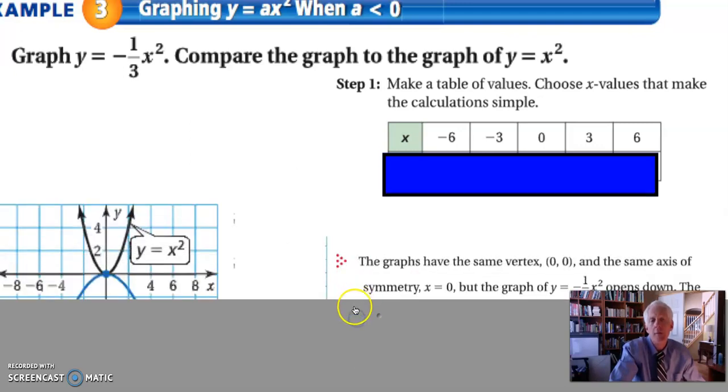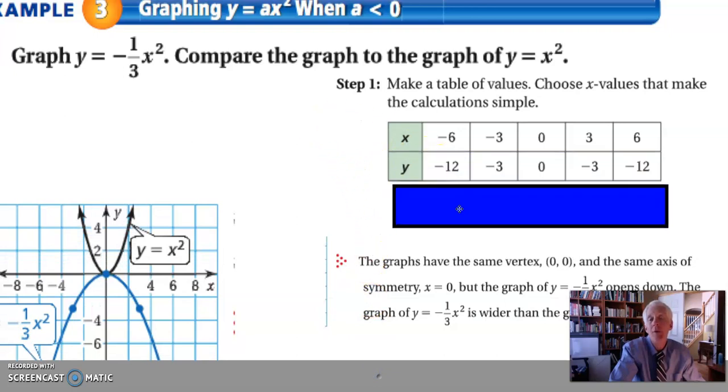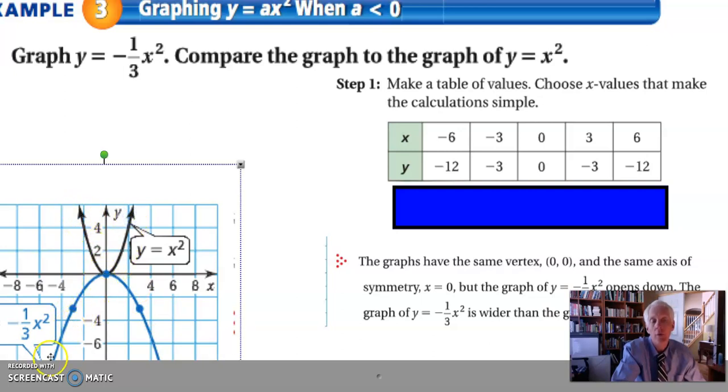And when you graph it, you'll notice a couple of interesting things here. This is a good one because it's two new things. One, by being negative, you'll notice the graph now opens downward. Also, by the absolute value of a being less than 1, the graph is wider. So in this one, there's your parent function, and here we have the new negative 1/3 x squared. It opens downward, and it is wider than the parent function.